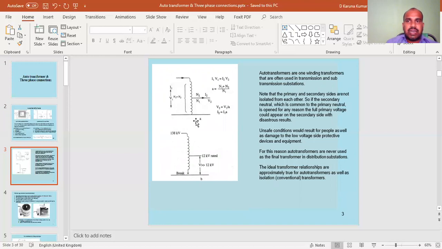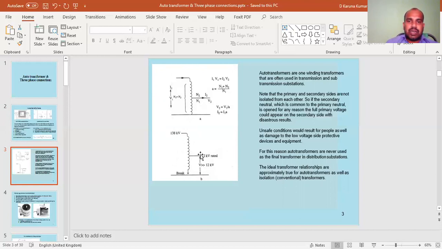The primary and secondary are not isolated from each other. If the secondary neutral is common to the primary neutral and is open, for any reason the full primary voltage could appear on the secondary side of the discharge. This is an unsafe condition that could harm people as well as damage low voltage protected equipment. For this reason, auto transformers are never used for transmission and distribution substations. They are used only for small practical applications.